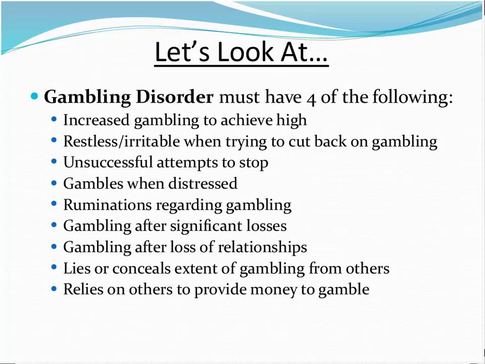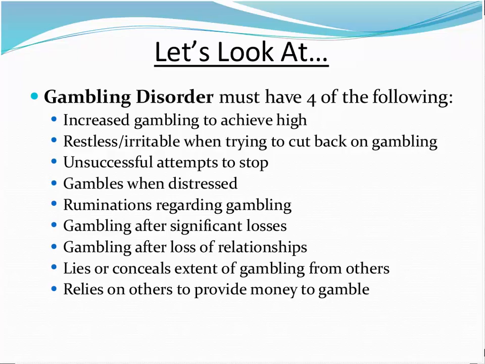Okay, so now let's look at gambling disorder. With gambling disorder, they must have 4 of the following, and you'll see this really does look much like substance use. The increased gambling to achieve high, restless, irritable, unsuccessful attempts to stop. Gambling when distressed. So again, this is very similar to substance use in that the person is using it as a means to cope with life. It's being used as a means to alleviate distress.